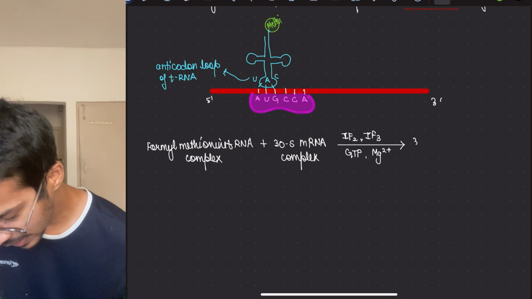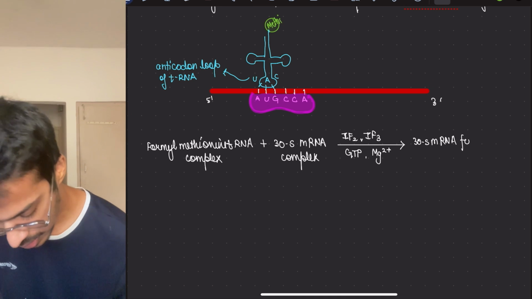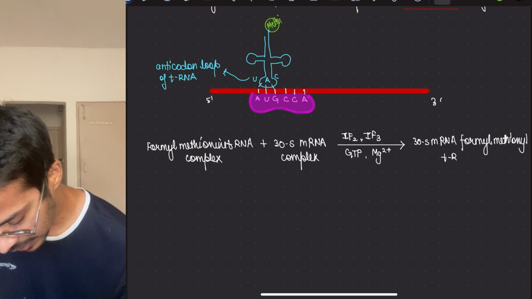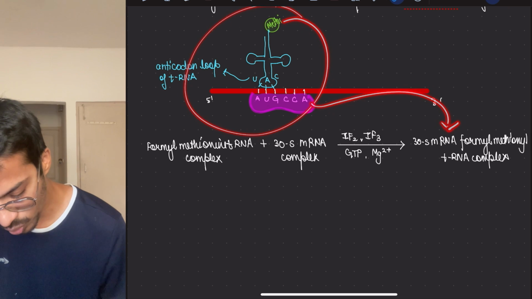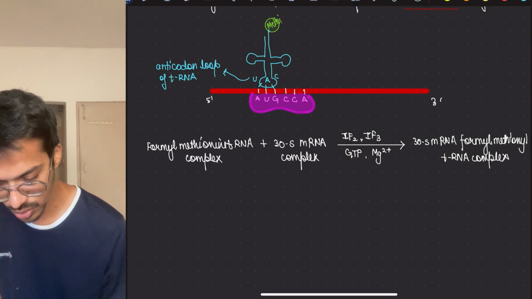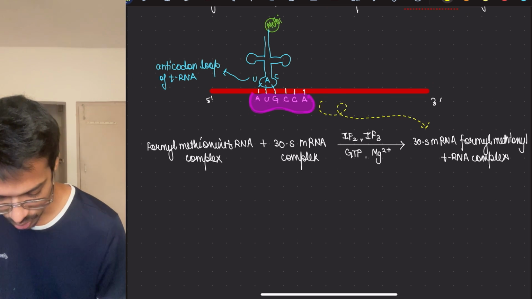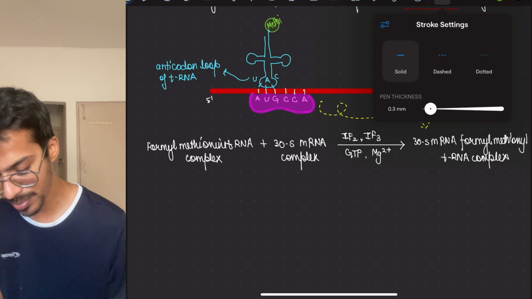So what will happen? It will form 30S mRNA formyl methionyl tRNA complex. Means what? This whole thing's name is this. Okay, so I'm going to be making it with the dotted lines. So this whole thing is called this. I hope this thing is understood to you, what is happening.